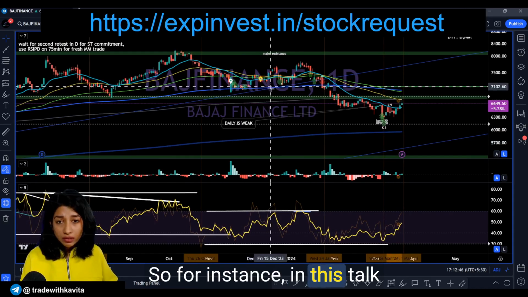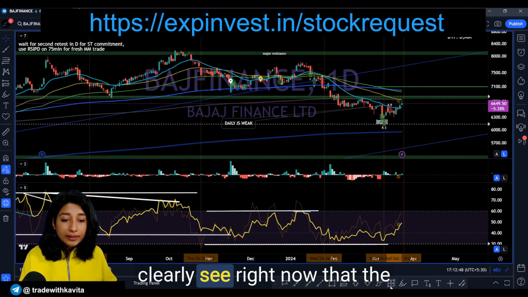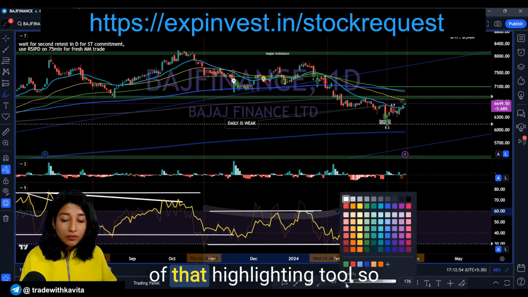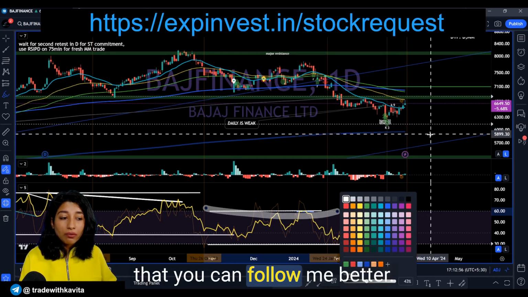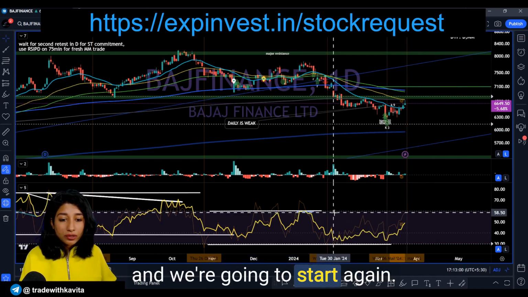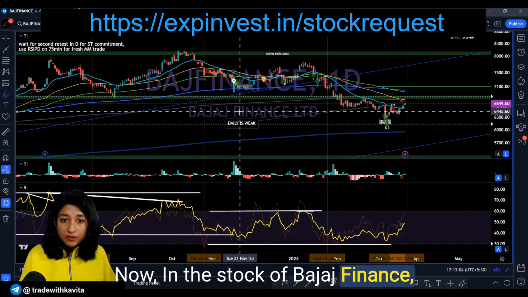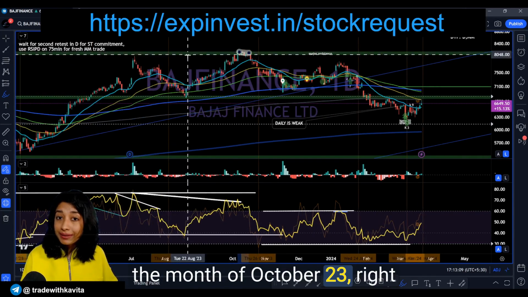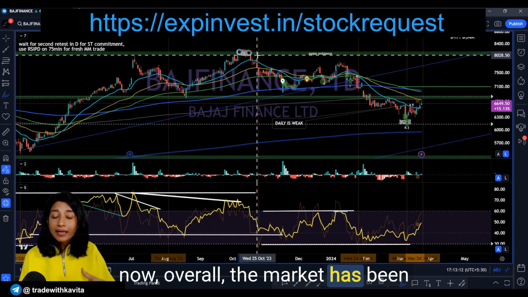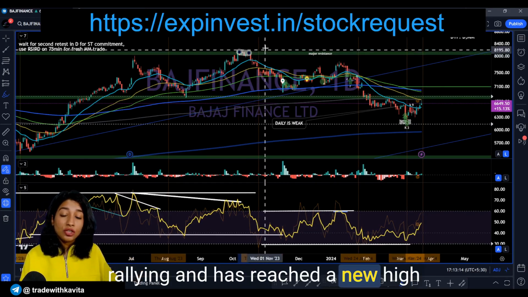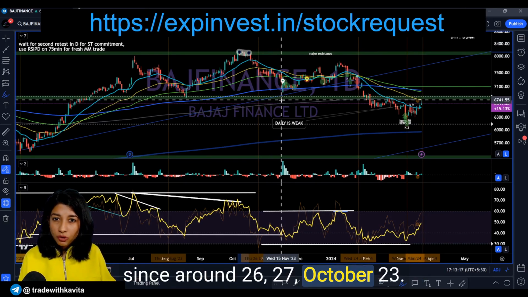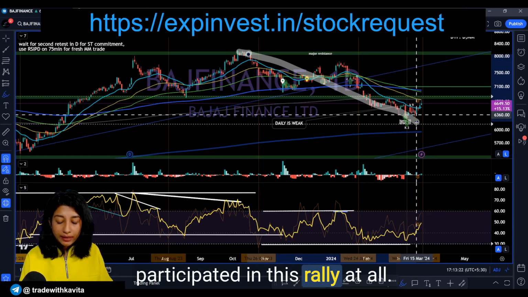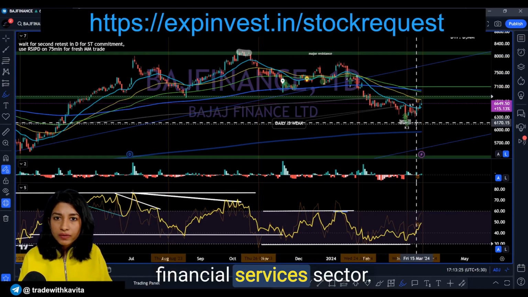So for instance, in this stock of Bajaj Finance, you can clearly see right now that the price is in a bearish range. So let me increase the brightness of that highlighting tool so that you can follow me better. So I'm going to remove this and we're going to start again. Now, in the stock of Bajaj Finance, what we can see is that there was a top forged here somewhere in the month of October 23. Right now, overall, the market has been rallying and has reached a new high since around 27th October 23. However, what you can see is Bajaj Finance has not participated in this rally at all. Neither has most of the financial services sector.